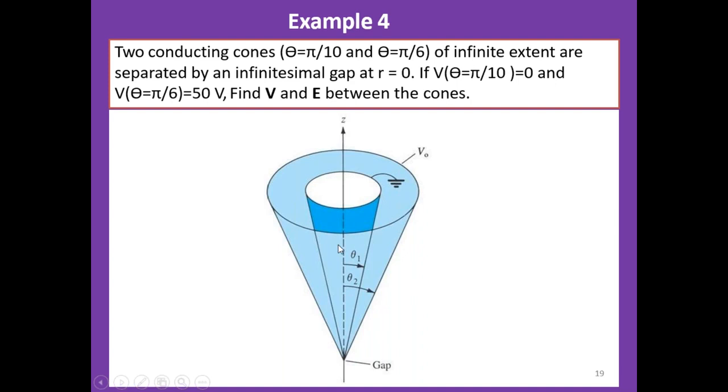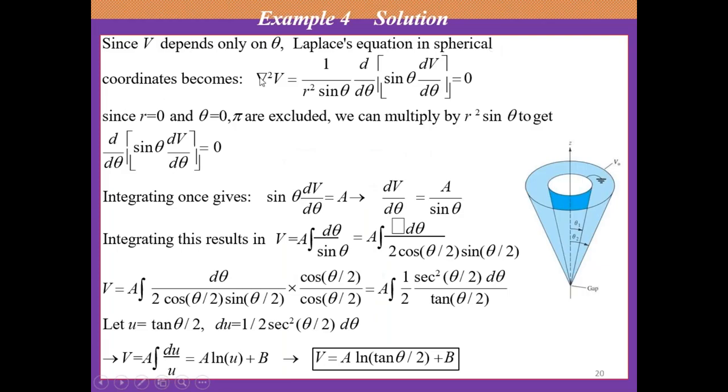So let's look at it. Since V depends on theta, the Laplace equation is in spherical coordinates. We have this as the coordinate. And since R is not equal to 0 and theta is not equal to 0 or pi, we can multiply by R squared sine theta. Integrating once gives us this, and integrating again, we have this. We can obtain our value as this.